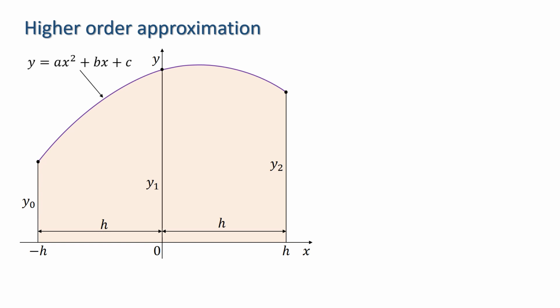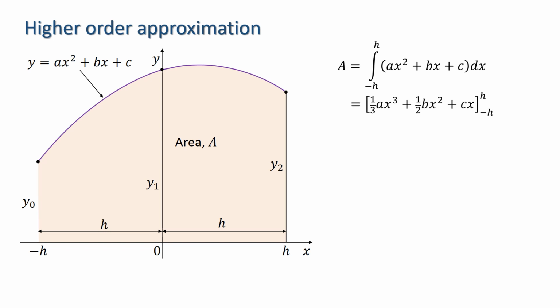The curve will be described by a function of the type y equals ax squared plus bx plus c. We are first going to find the area under the curve and then use the points through which we know it passes to express the area in terms of a, b and c. To find the area, we have to integrate. We have A equals the integral between minus h and h of ax squared plus bx plus c with respect to x. Performing the integration yields a third ax cubed plus a half bx squared plus cx, and we have upper limit h and a lower limit minus h.